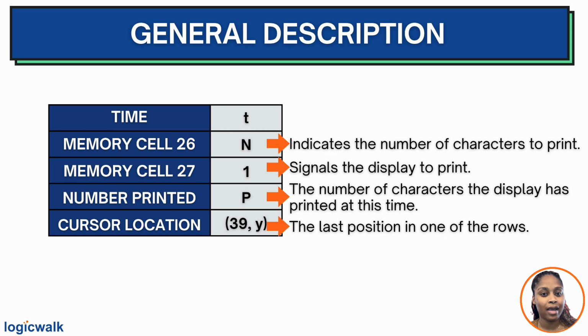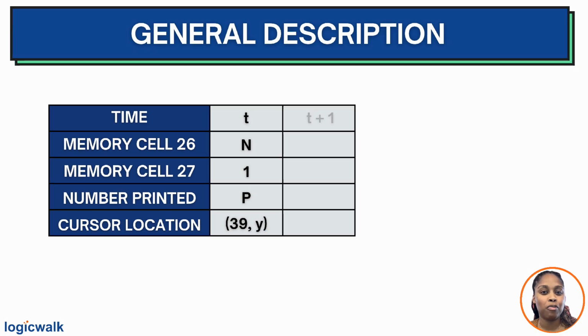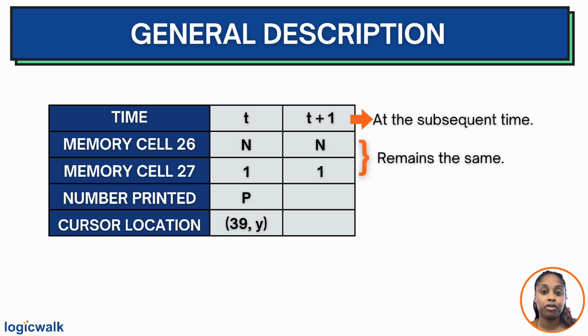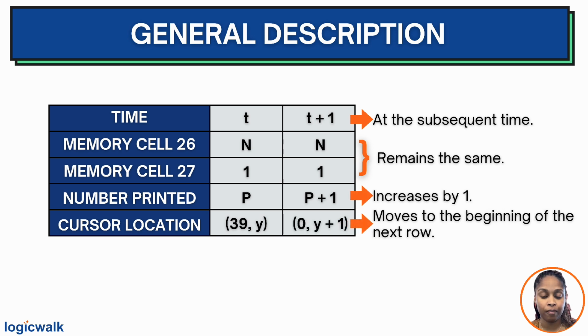If P is less than N, meaning there are more characters to print, and Y is less than 11, meaning the cursor is within rows 0 through 10, then at time T plus 1, memory cells 26 and 27 remain unchanged. The number printed increases by 1, the character is printed at the current cursor position, and the cursor resets its X value to 0 and moves down one row, arriving at 0, Y plus 1.